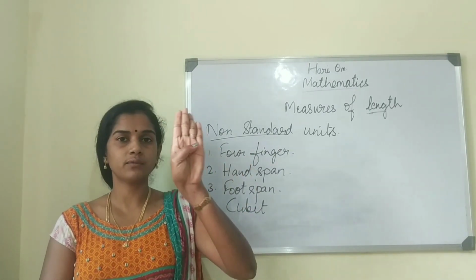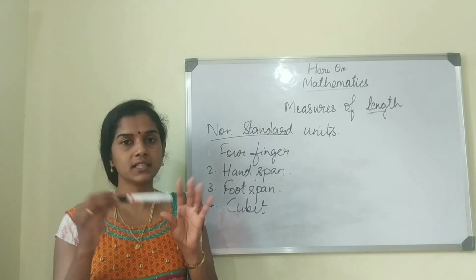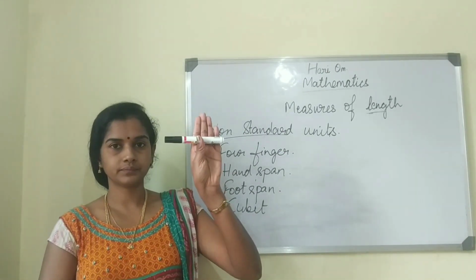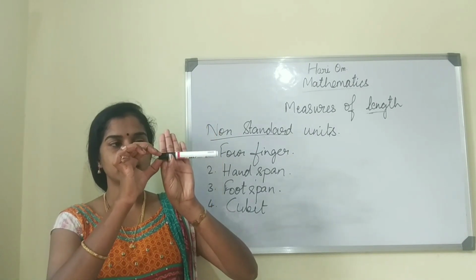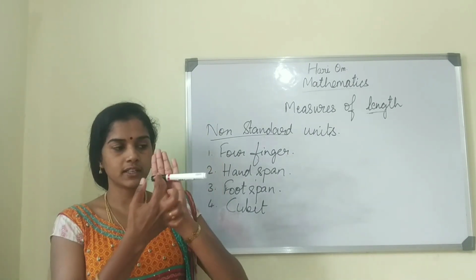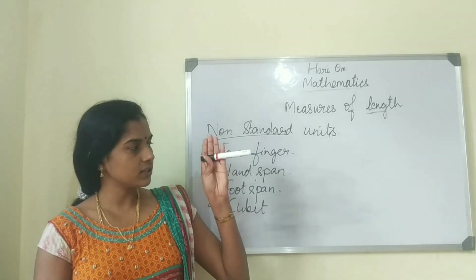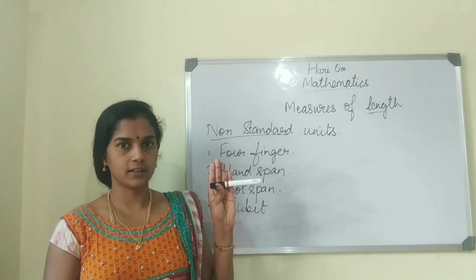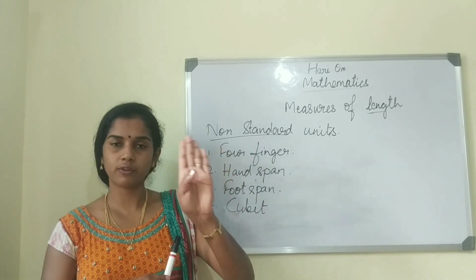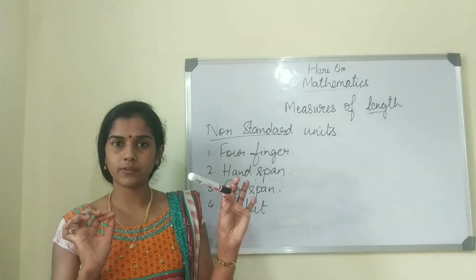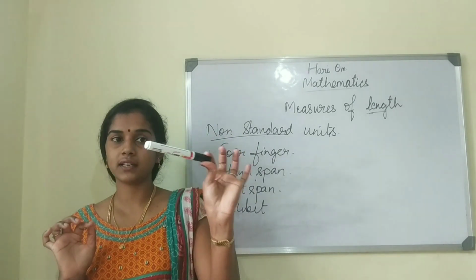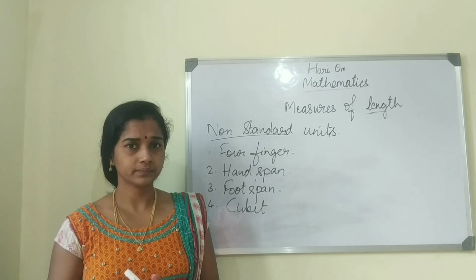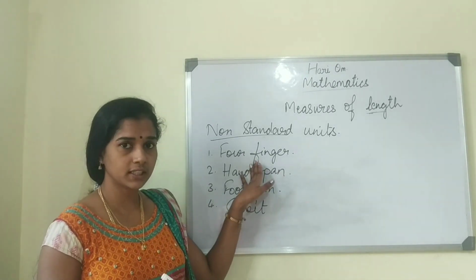Now using these four fingers, let us measure this marker pen. So this is one forefinger, and next this is the second forefinger. So what is the length of this marker pen? It is two forefinger. If we measure using forefinger, the length of this marker pen is two forefinger. Okay, understood what is forefinger children?